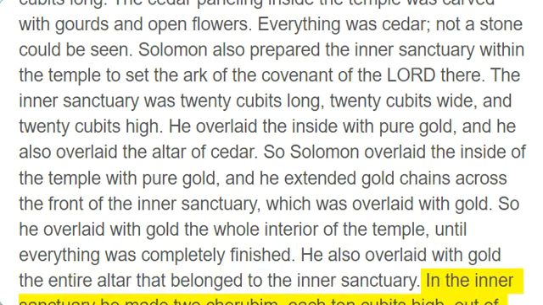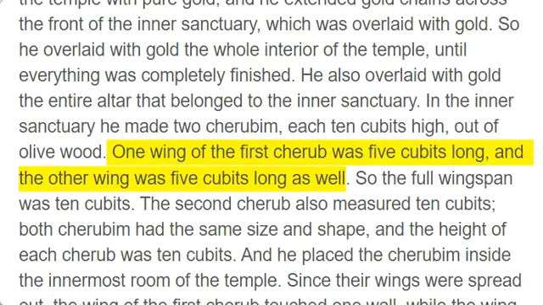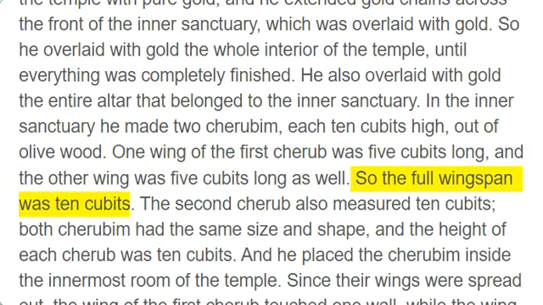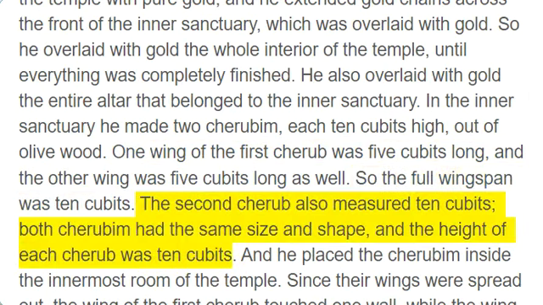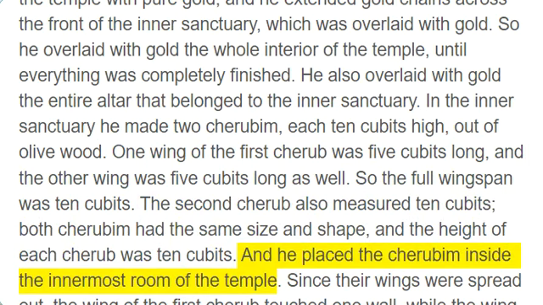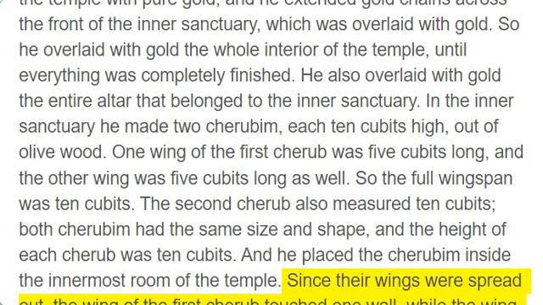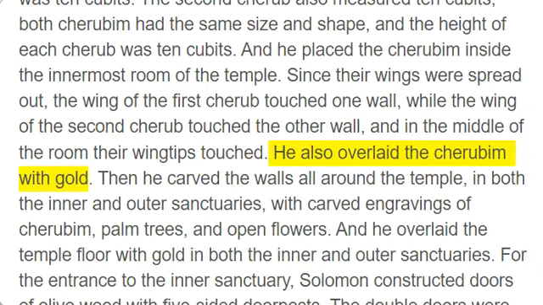In the inner sanctuary he made 2 cherubim, each 10 cubits high, out of olive wood. One wing of the first cherub was 5 cubits long, and the other wing was 5 cubits long as well. So the full wingspan was 10 cubits. The second cherub also measured 10 cubits, both cherubim had the same size and shape, and the height of each cherub was 10 cubits. And he placed the cherubim inside the innermost room of the temple. Since their wings were spread out, the wing of the first cherub touched one wall, while the wing of the second cherub touched the other wall, and in the middle of the room their wingtips touched. He also overlaid the cherubim with gold.